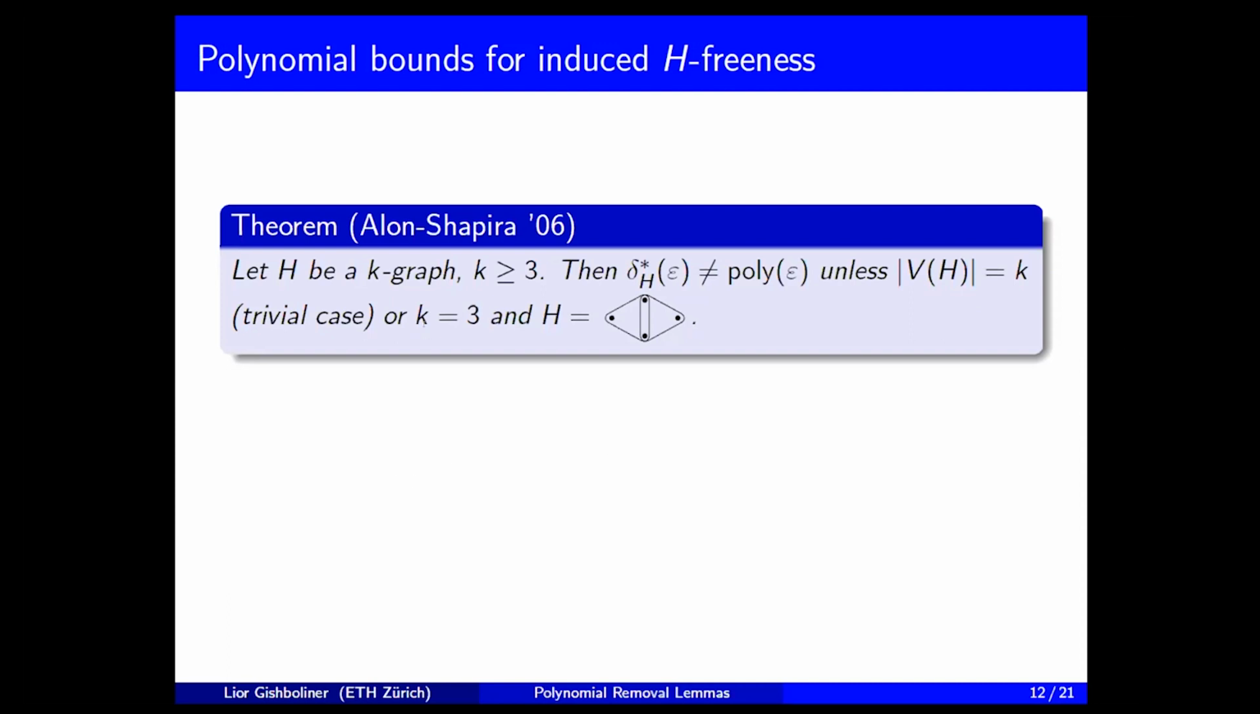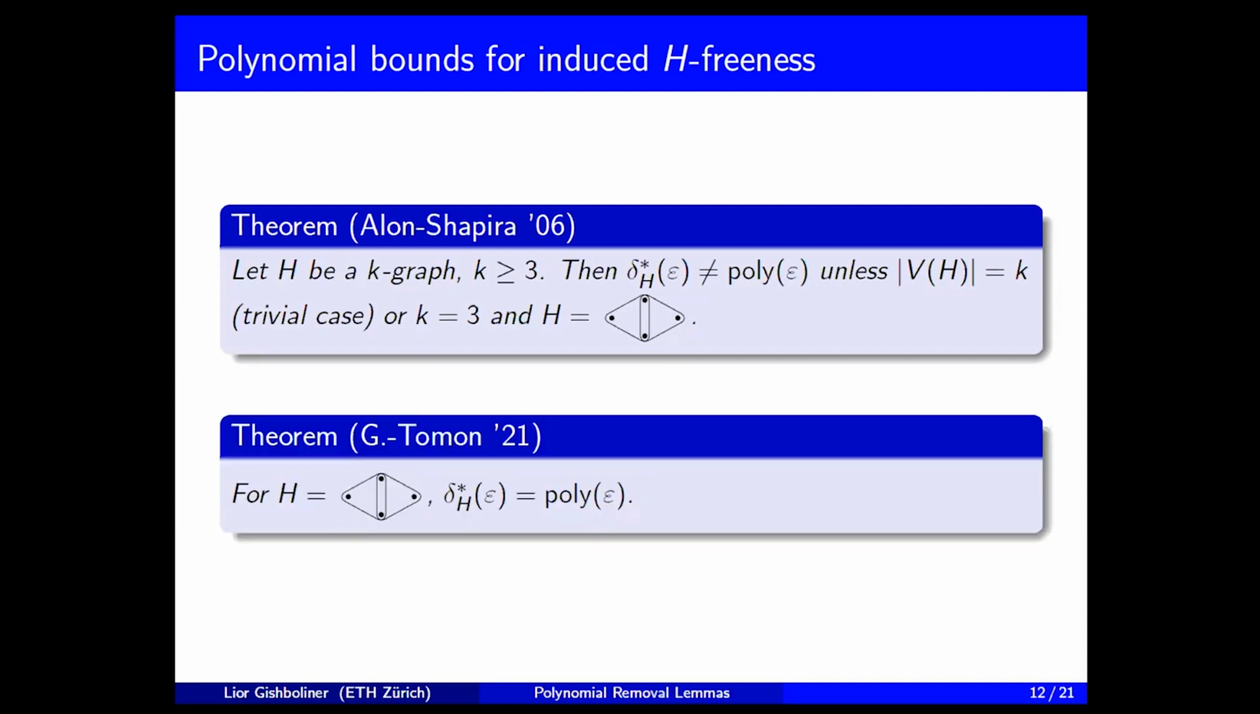And the other case is that there is a specific 3-uniform hypergraph. This one here, it has 4 vertices and 2 edges. And for this case, they also didn't know the answer. And with Istvan, we proved that for this hypergraph, we have polynomial bounds. And it's kind of interesting because we had to understand the structure of hypergraphs that do not contain this thing as an induced subgraph. And it turns out they have kind of a simple structure.